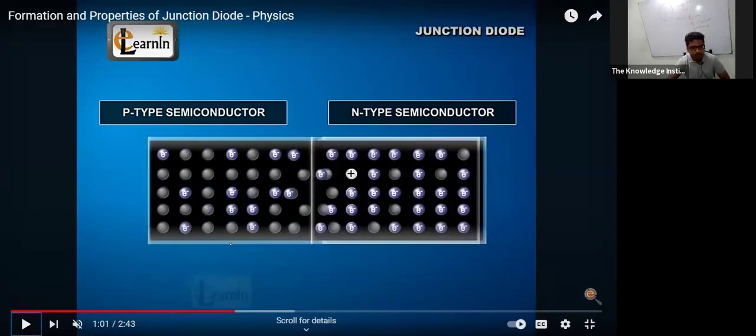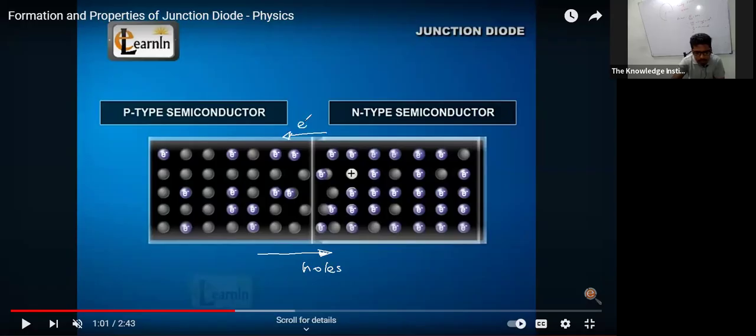Okay, so what will happen is, these holes will move in this direction. The holes will move from here to here. It will diffuse. So there will be a diffusion of holes, right? So holes diffuse to this side, and electrons will diffuse to this side.